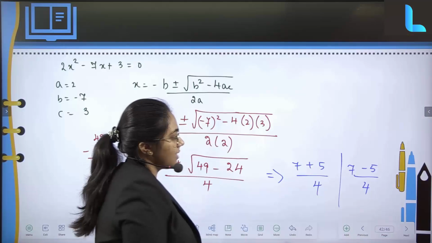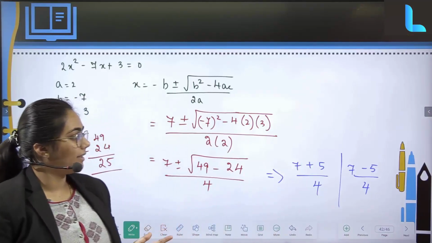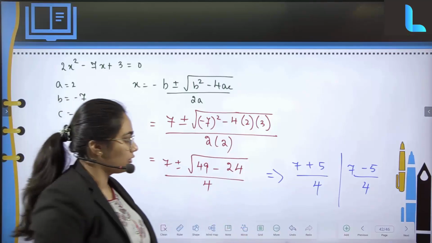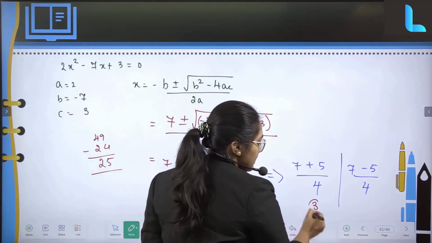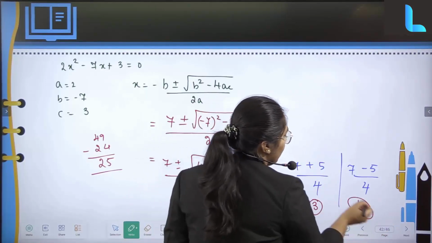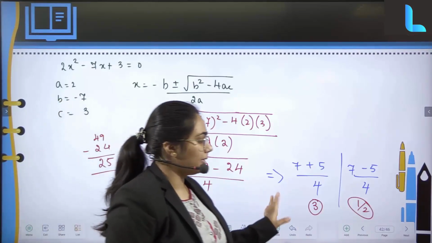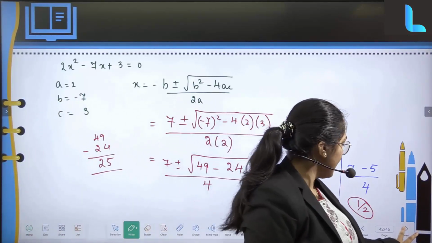So 7 plus 5 divided by 4, which is going to be 7 plus 3, 12 divided by 4, which is going to be equal to 3. Similarly, over here it is going to be equal to half. So you will be getting the values as 3 and half. Similarly, in the same time, you just solve for another question as well.